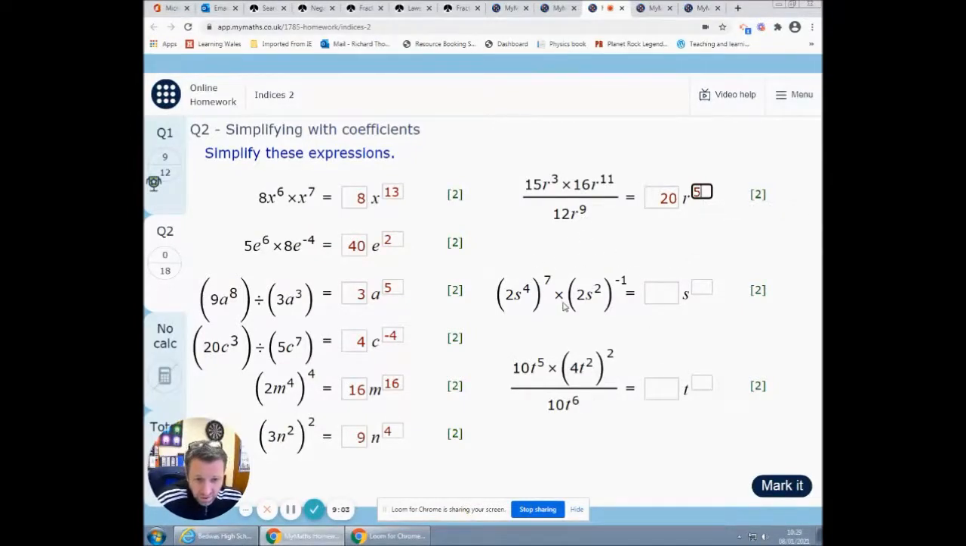Let's try this one here then. Right, 2 to the power 7 I've got to tackle first. And then I've got to multiply that by 2 to the power of minus 1.